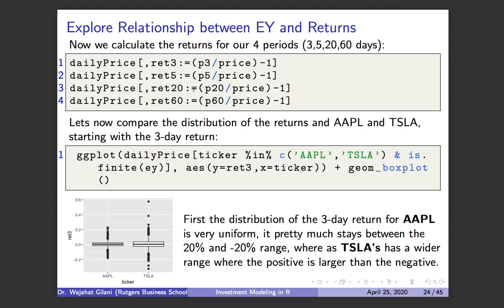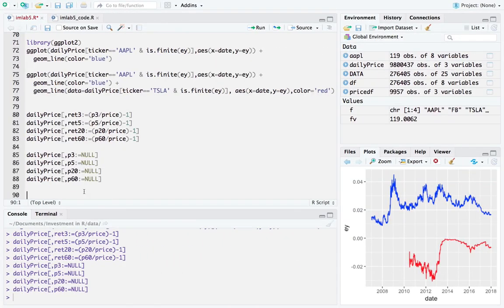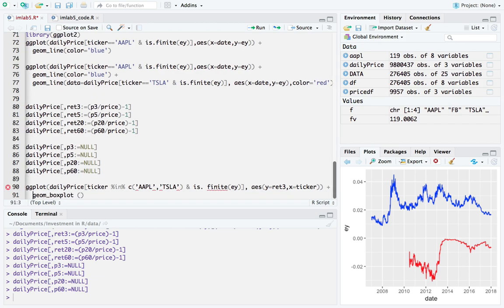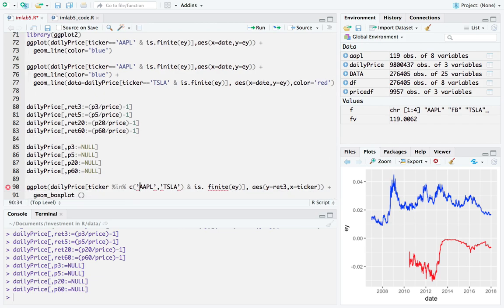Let's look at the 3-day return, and let's look at it with the box plot. And this is what I'm talking about. We can compare. Here we're comparing two tickers, Apple and Tesla, relative to their 3-day returns. All right, I'm going to go ahead and copy this. Notice I'm filtering. I'm using the in command to filter just for Apple and Tesla.